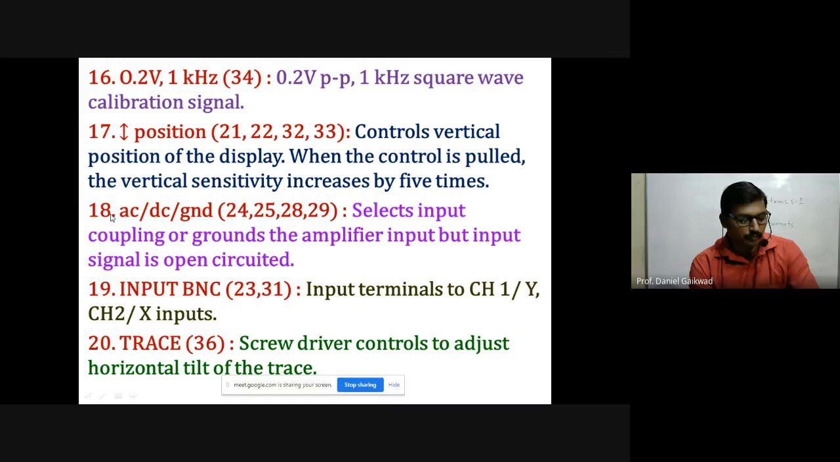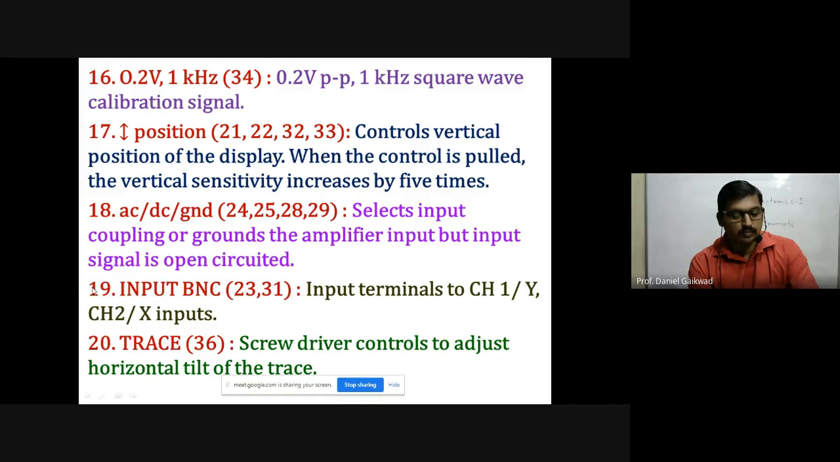Okay, next number 18. AC or DC or ground. So 24, 25, 28, 29. They select input coupling or ground the amplifier input, but the input signal is open circuited. So this will be the condition for either input coupling or grounding the amplifier input. The amplifier input is either grounded or coupled. So the input signal is open circuit. We have different conditions AC, DC and ground, and this will be useful for grounding the input signal.